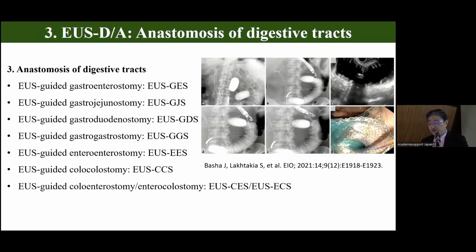The next one is anastomosis of the digestive tract. We can make a gastroenterostomy by EUS-guided procedures. It is not a drainage procedure, but an anastomosis. So for such procedures, whether drainage and anastomosis, only drainage, or only anastomosis, as a general term we propose ESDA.